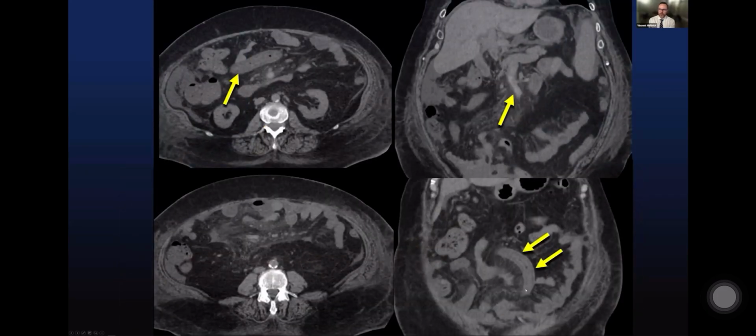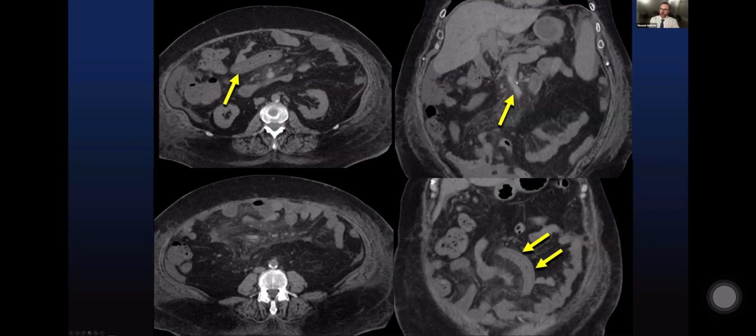Here's another patient with water attenuation in the submucosa. There's mesenteric edema. Again, very easy to say, is this angioedema from an ACE inhibitor? Is this ischemia? Is this somebody who had a recent bowel obstruction that's resolved?